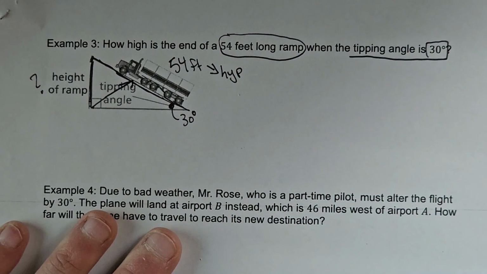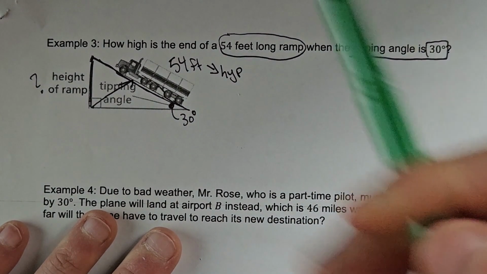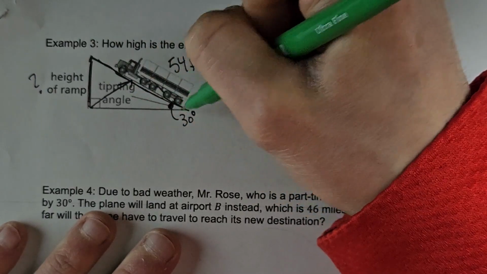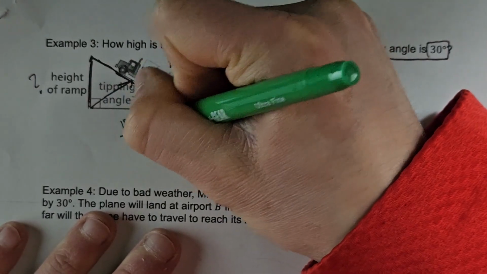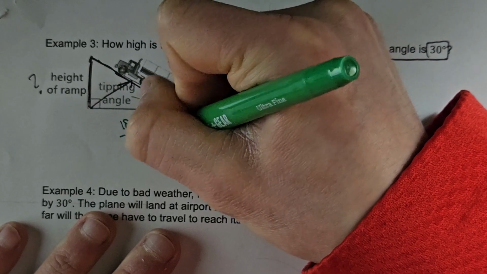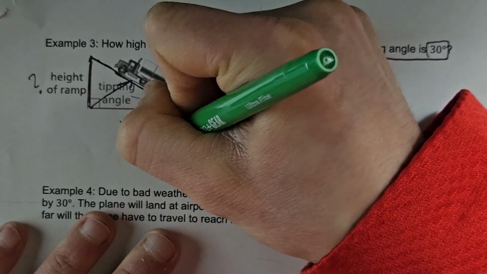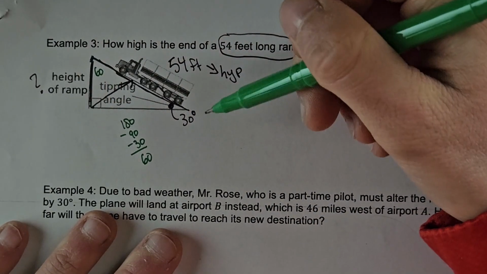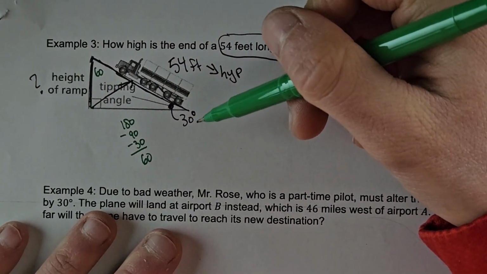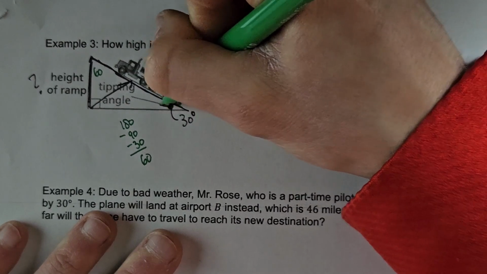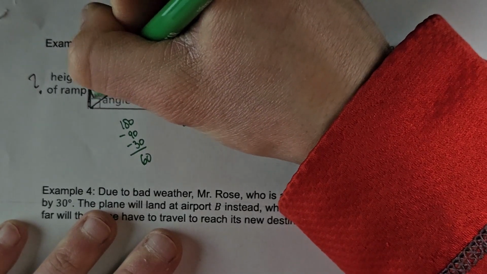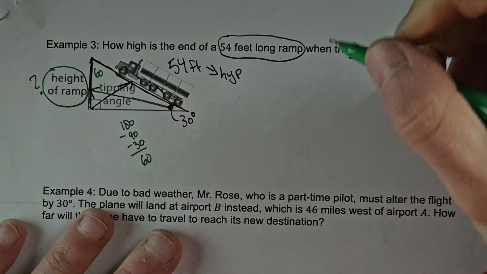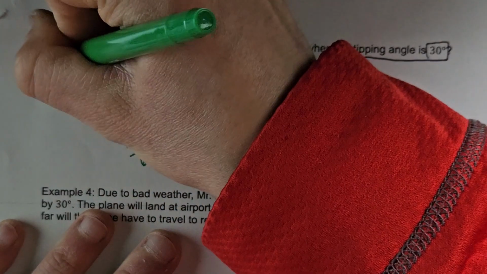I have 30 right here, which is the smallest angle on this triangle because if I do 180 minus 90 minus 30, I can find this missing angle up here, which is 60. So that means 30 is my smallest angle. So if I wanted to find the shortest leg, I'd have to go from 30 all the way to its opposite side. And look at that. We're at the height of the ramp, which is going to be our short leg.